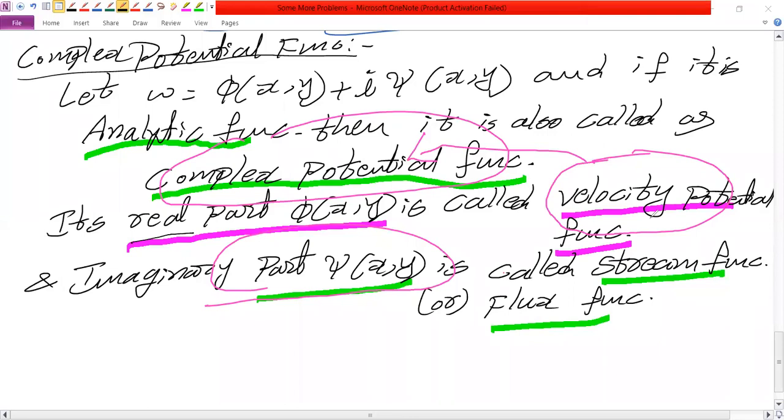Okay, so that is the way we can find it here. These are the things.